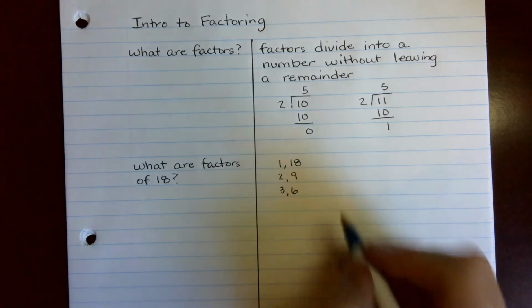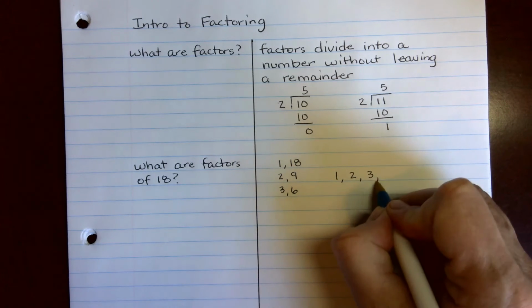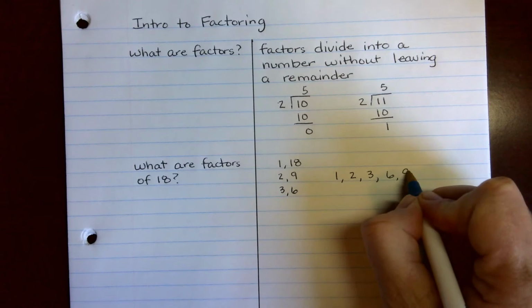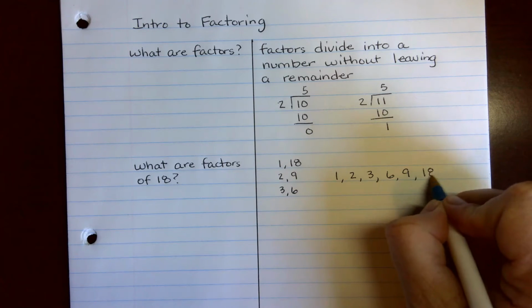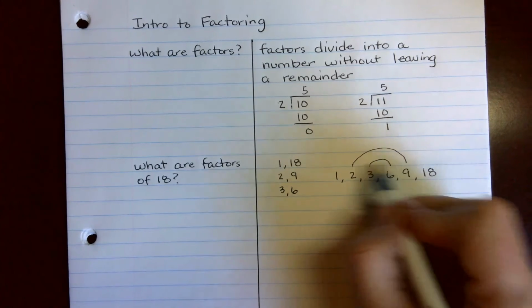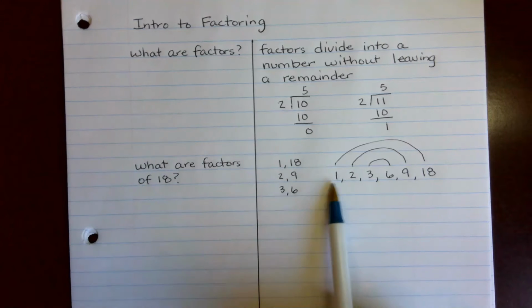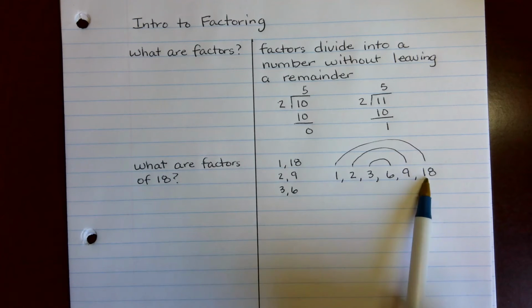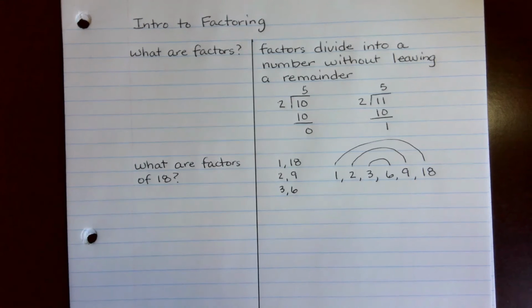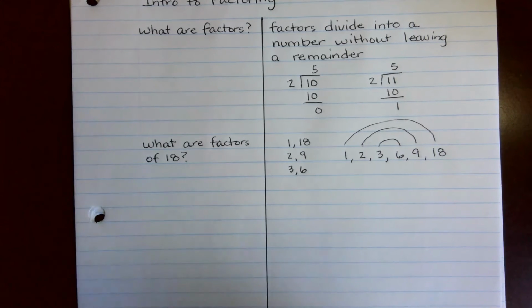Kids always tell me that they remember learning some kind of rainbow method. I don't know, we'll see if this rings a bell for you. So they learned 3 times 6, 2 times 9, 1 times 18. But these numbers right here are all factors of 18. So that's something that you know, but you might not have thought about in a while.